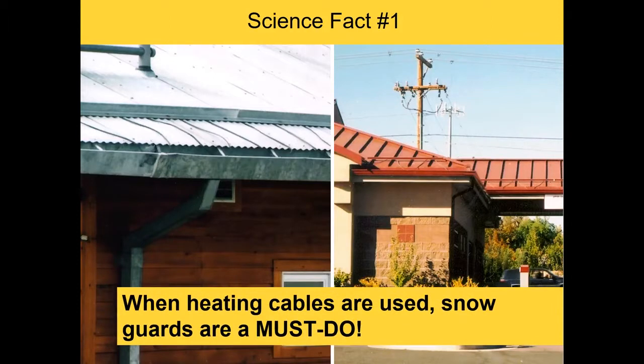And just a side note, when you're using heating cables, snow guards are an absolute must. Because if you don't put snow guards on, the avalanche is going to wipe out the heating cable. And oftentimes, you can use the snow retention as an anchor point on the upper end of that heating cable. So you would move the snow retention in a case like this. You would move it upslope a little bit and then use it as an anchor point and de-ice below the snow retention.